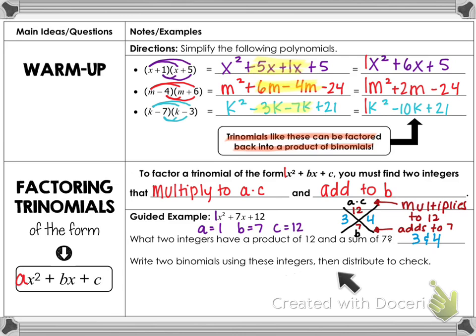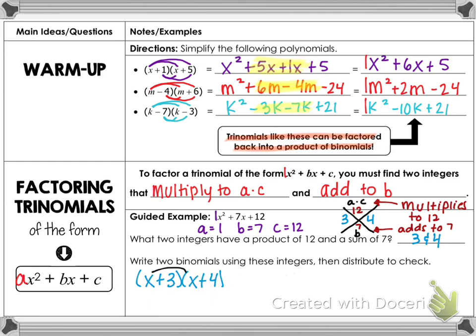Write two binomials using these integers, then distribute to check. That's how we write the two binomials. How did I get that? Well, we have an x in our equation up here, right? I'm going to say x plus this number, 3, and x plus this number, 4. If one of them was a negative, we'd say x minus that number and x plus this number, or whatever it is. So we just put an x in front of whatever two terms we have here. That's our binomials. So let's distribute to check.